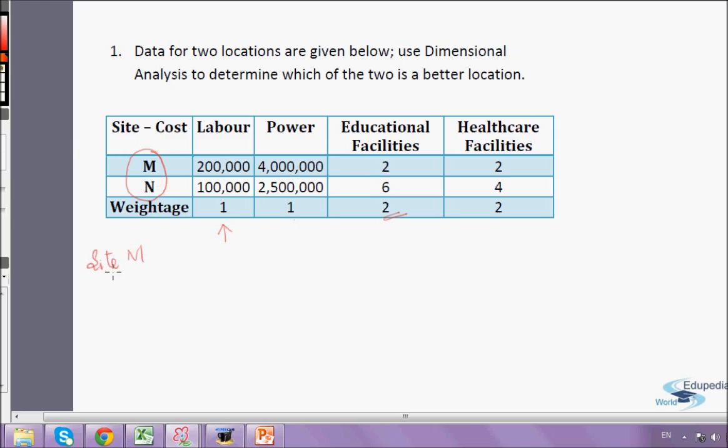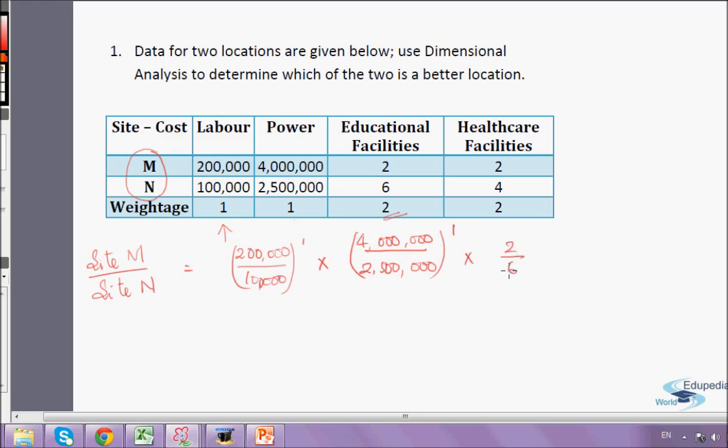So we have site m by site n. The values would be, for the first one, 200,000 divided by 100,000 raised to power 1, multiplied by 4 million divided by 2.5 million, again raised to power 1, multiplied by 2 over 6 raised to power 2, and then 2 over 4 raised to power 2.